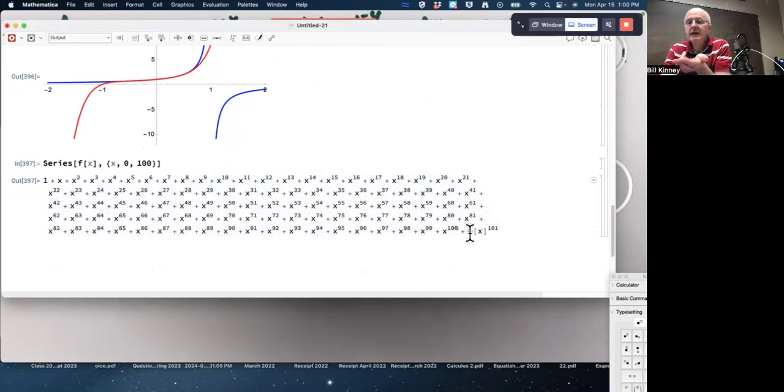We also see a big O of x to the 101, meaning there are more terms that have degree 101 or higher. They, in fact, all have a coefficient of 1. We know what they are. The infinite series equals the function.